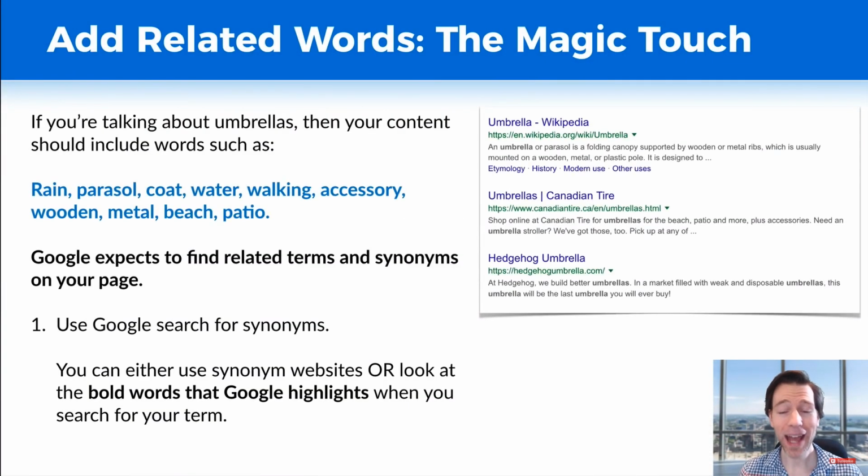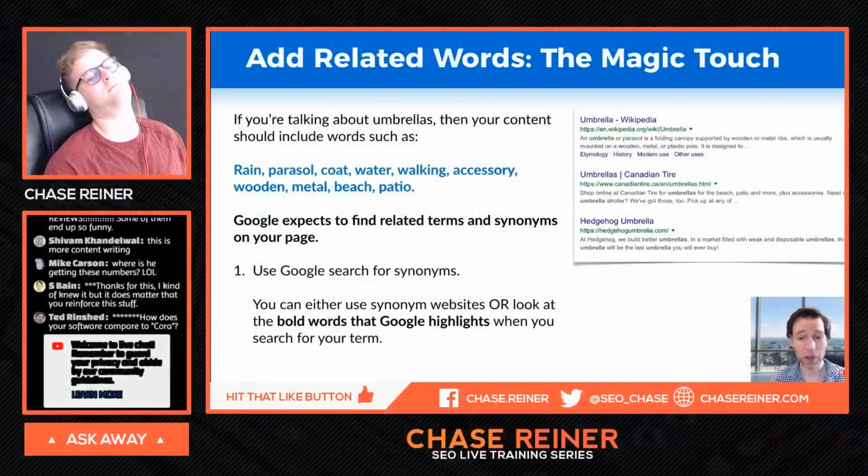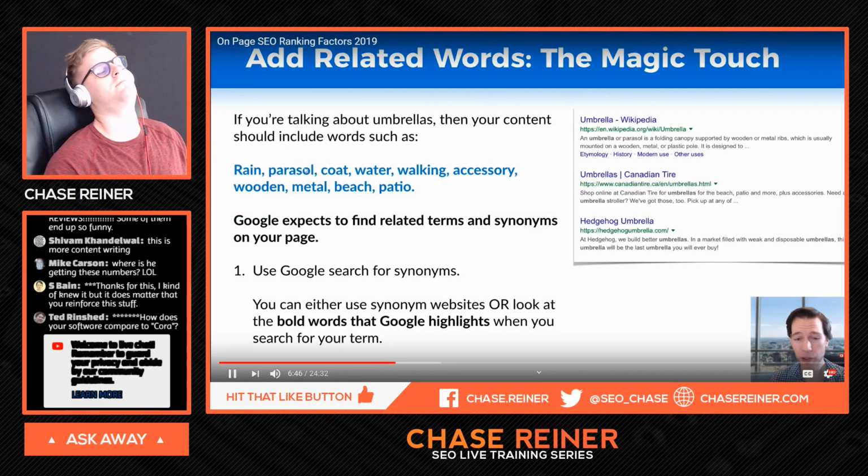Now, we want to add the related words. So that's really the magic touch that will distinguish you from someone else who's basically following a similar structure. What you want to do is make your page as relevant as possible. And the way you do that is by adding a ton of related words. In fact, it's really hard to go overboard with related words, and just try to find all the related words to your topic, to your keyword. When you're talking about a subject, make sure you add other words that are related to that subject.